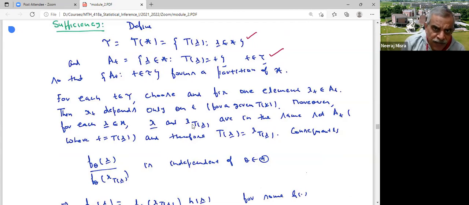So if, for example, Tx was T, what would be x_T? x_T would be such that its image is T. How have I chosen x_T? I have chosen an x_T belonging to A_T, such that T of x_T is basically this point T. So T(x_T) is also T, the same as T(x).